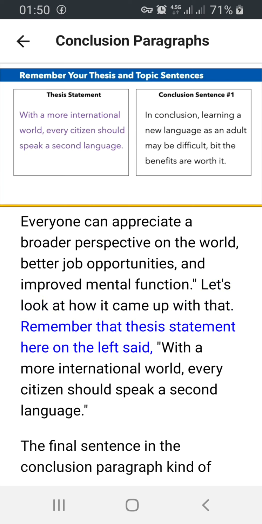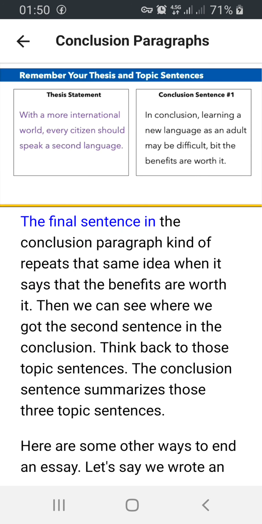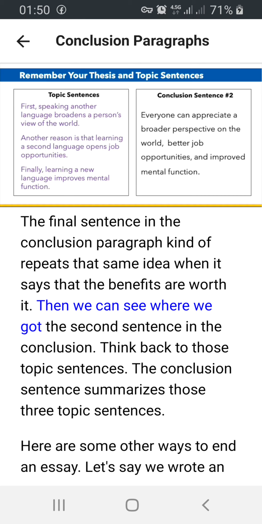Remember that thesis statement here on the left said, with a more international world, every citizen should speak a second language. The final sentence in the conclusion paragraph kind of repeats that same idea when it says that the benefits are worth it. And then we can see where we got the second sentence in the conclusion. Think back to those topic sentences. The conclusion sentence summarizes those 3 topic sentences.